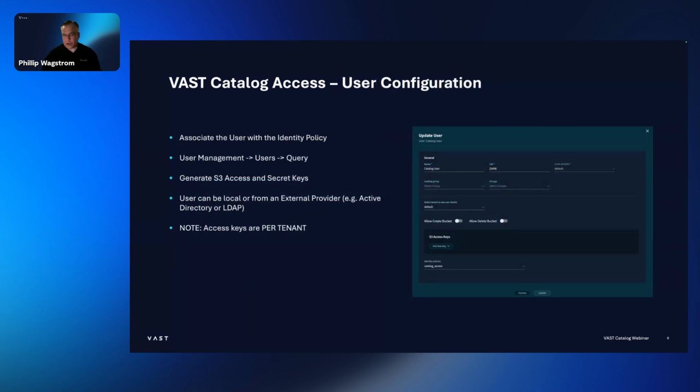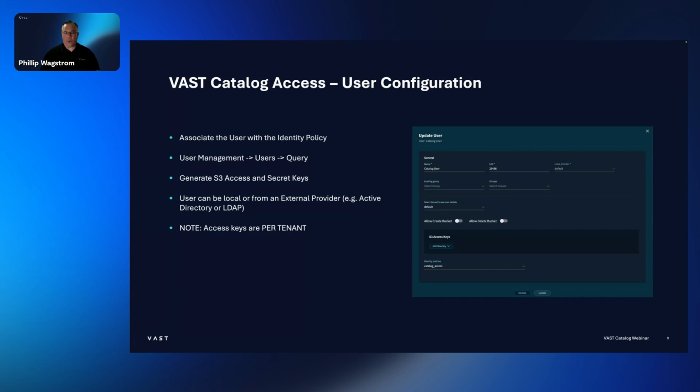Now, this user can either be a locally defined user, meaning I've created a user in one of the local providers, a local user on the cluster, or it could be a user that's tied into Active Directory or LDAP or something like that. But what we need to do here is query for that user and locate that user. So in this case, I've done a search for my user called catalog user.